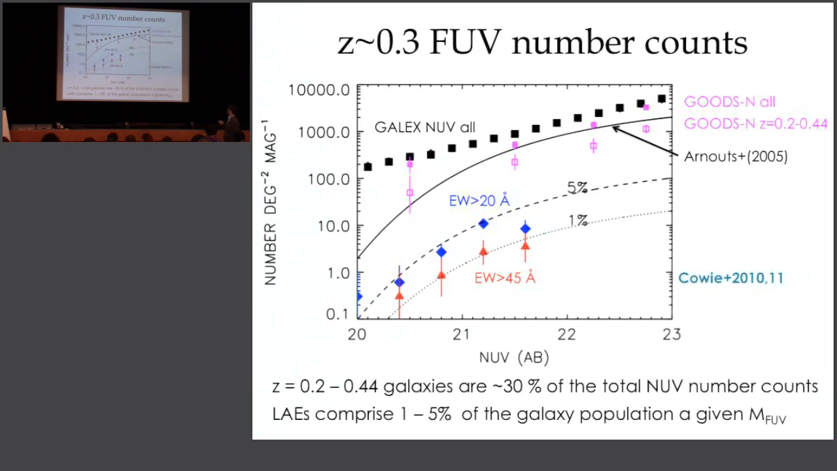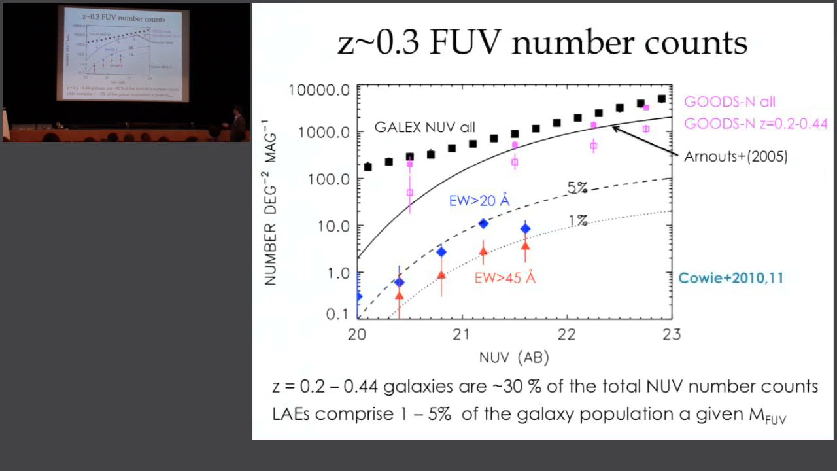UV number counts derived by Stephane Arnouts. These are selected also from GALEX continuum surveys, but in the redshift range 0.2 to 0.4. And of course, as usual, there are not very many bright sources and many faint ones. There's a fit to the data there.